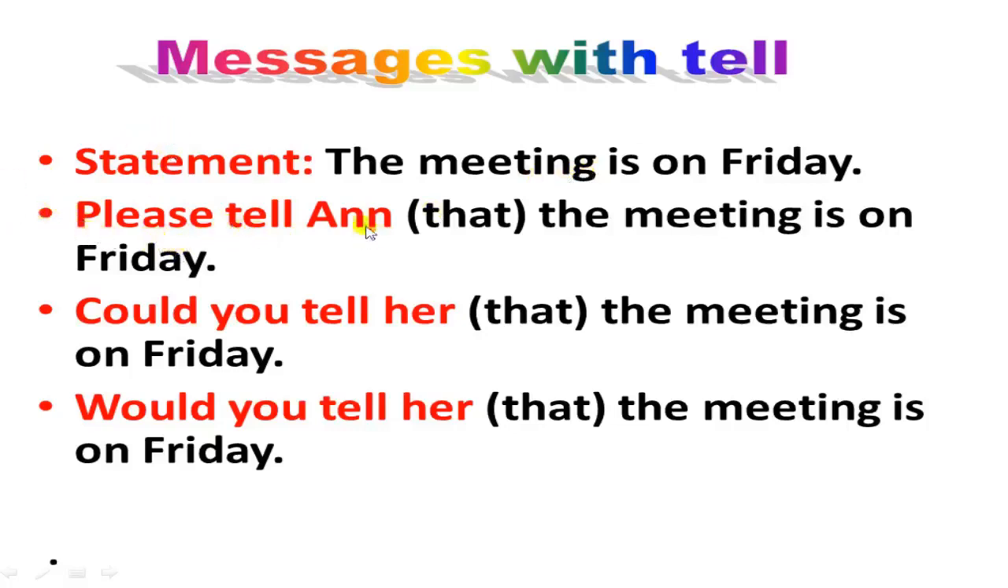So please tell Anne that the meeting is on Friday. Could you tell her, the H is silent in British, and in American, tell her. Could you tell her that the meeting is on Friday? Would you tell her that the meeting is on Friday? So here you have the statement sentence and the telephone message. This is the message, and the telephone call. And then you say please tell, could you tell, would you tell. Her, because she's Anne, a young lady. Him, if I talk about a man.